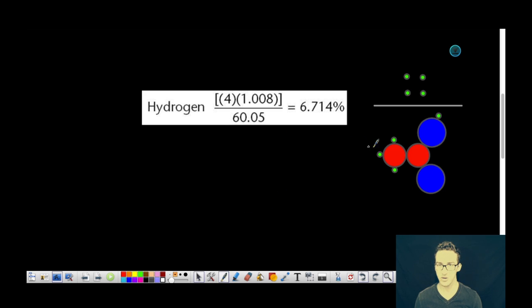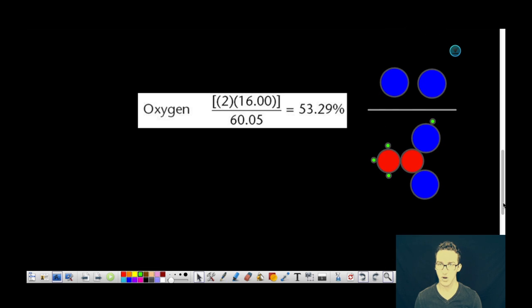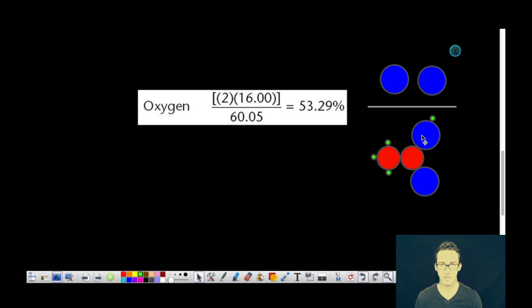And again, it's important to note that although there are more hydrogens, there are 4 of them compared to the 2 carbons, because the hydrogens are so much smaller than the carbon atoms are, they make up far less of the percent by mass than the carbon atoms will. And this also applies then to the oxygen. Notice that although there are 2 oxygen, just like there are 2 carbon, because the oxygen are larger than the carbon, their percent by mass is a little bit larger than the percent by mass of carbon. Oxygen in this example makes up 53.29%.